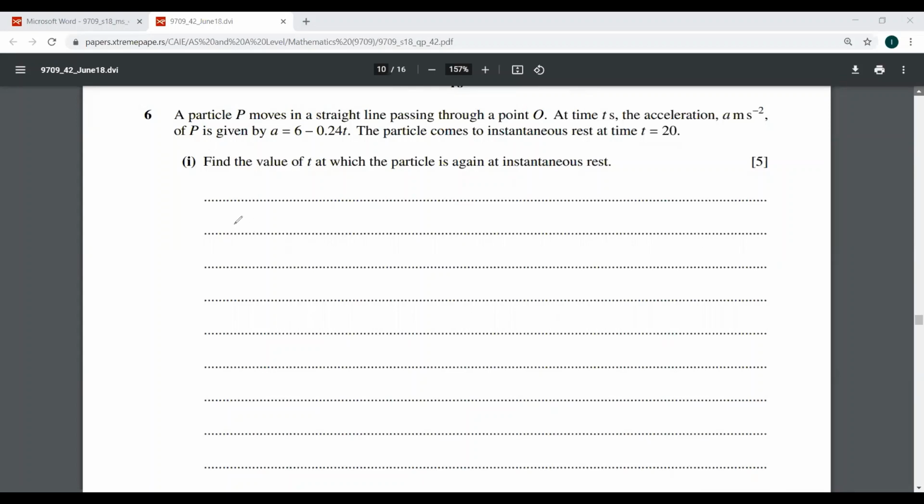So we're given the expression for the acceleration, which is 6 minus 0.24 t. Now remember, if you differentiate the displacement, you get the velocity. And if you differentiate the velocity, you get the acceleration. And if you integrate the acceleration, you get the velocity. And if you integrate the velocity, you get the displacement back, okay?